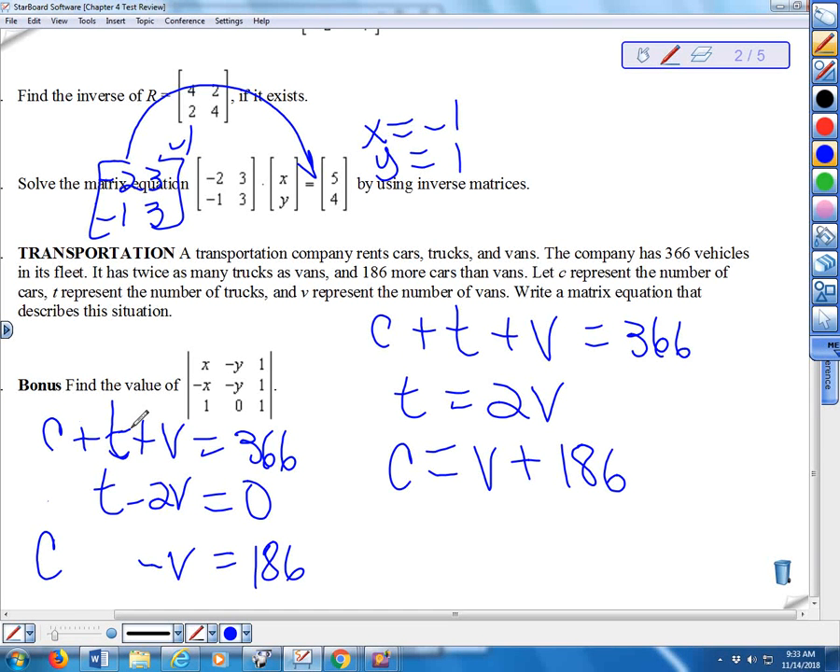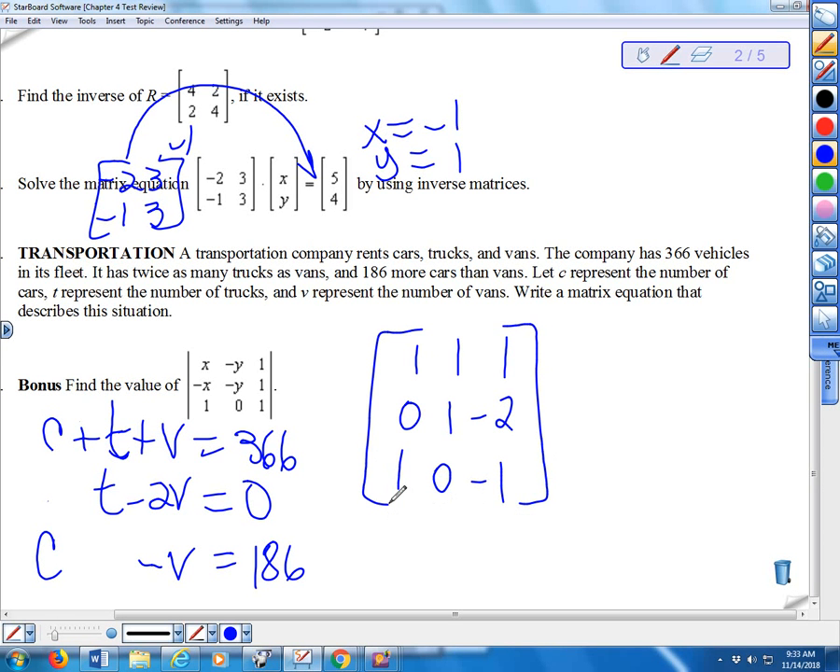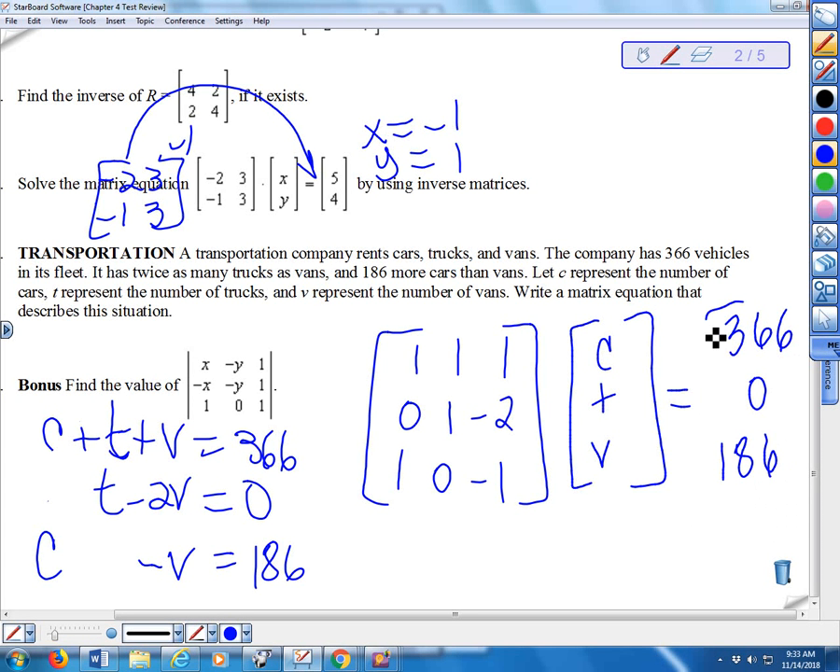Now in order to write my matrix equation, I'm going to just erase this. What are my coefficients in front of c, t, and v in the first row? 1. What are my coefficients in the second row? And the third? So there's my coefficient matrix. This is my variable matrix. And then I set that equal to my constant matrix. And I'm done. This is a matrix equation.